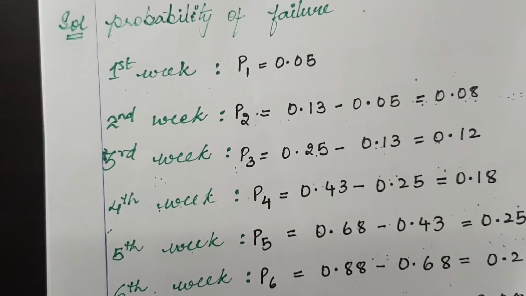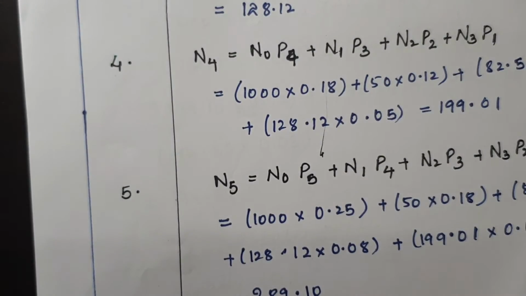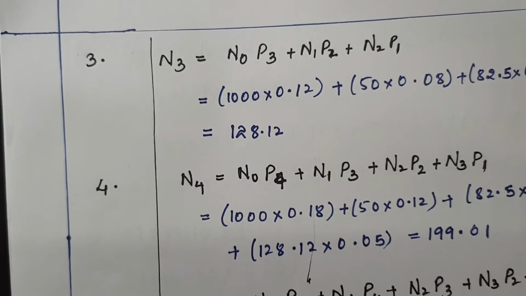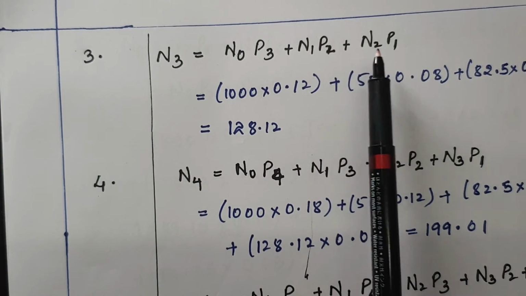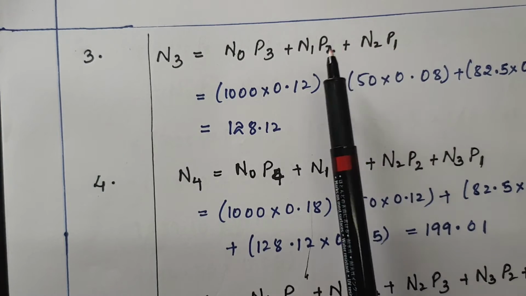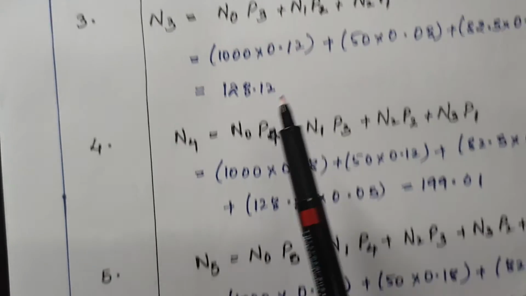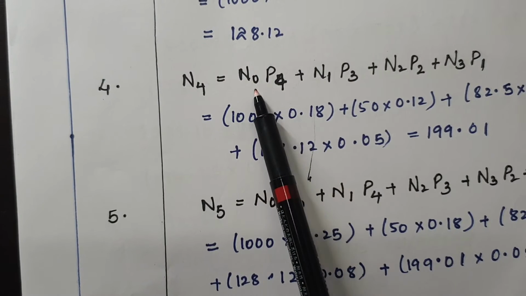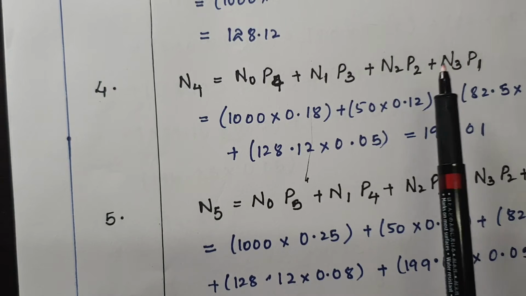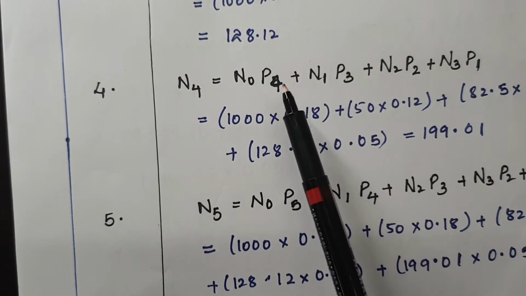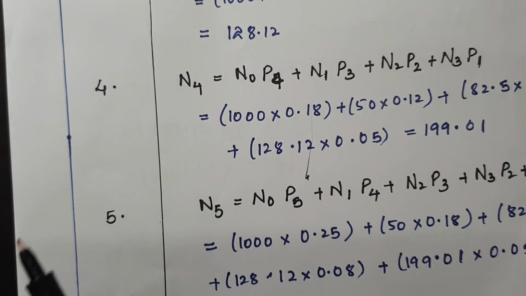So n naught, n1, n2, P1, P2, P3, like this I wrote here for n3. Similarly, for n4 it is n naught, n1, n2, n3 with P1, P2, P3, P4. N goes in ascending order and P in descending order, small to big and big to small. Like this you have to follow.